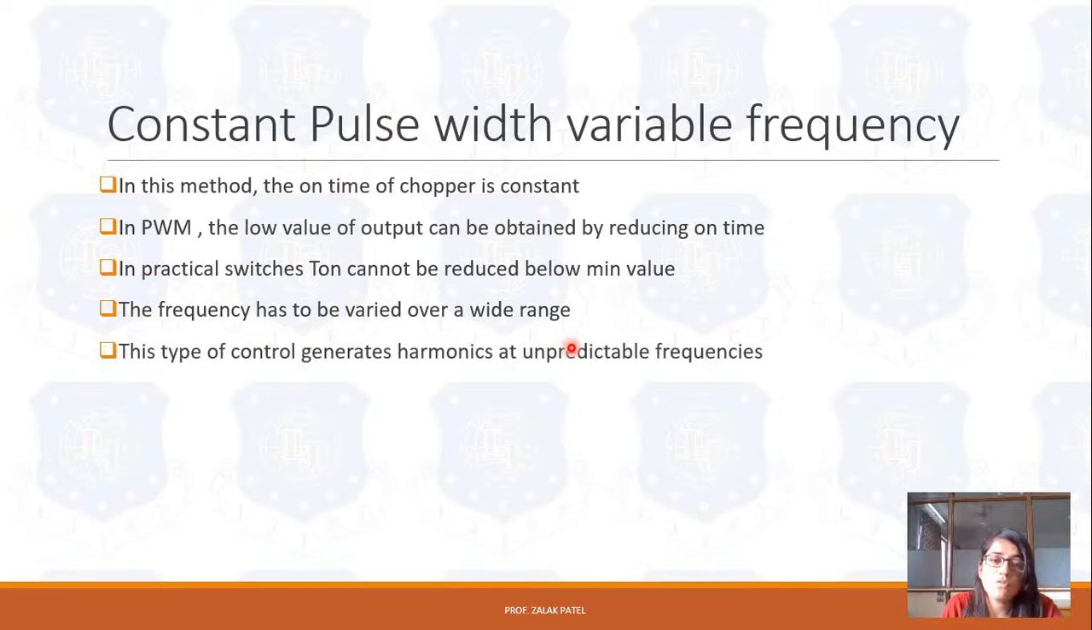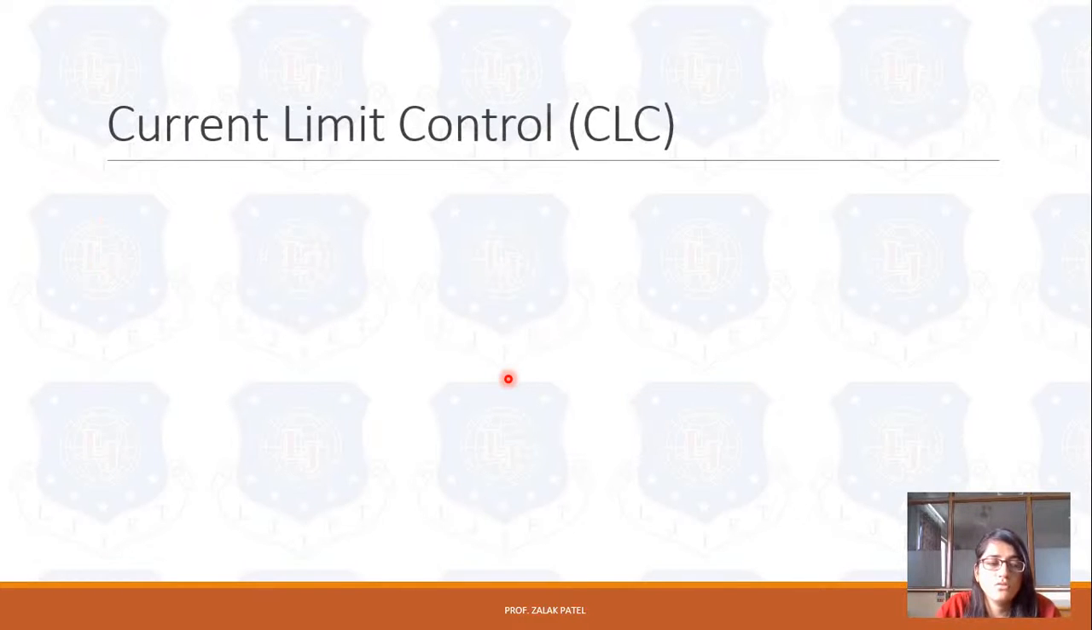And this type of control generates harmonics at unpredictable frequencies. This is the limitation of the constant pulse width variable frequency method, that it generates harmonics, which is generally not desirable. Now let's move towards the next technique, that is CLC.